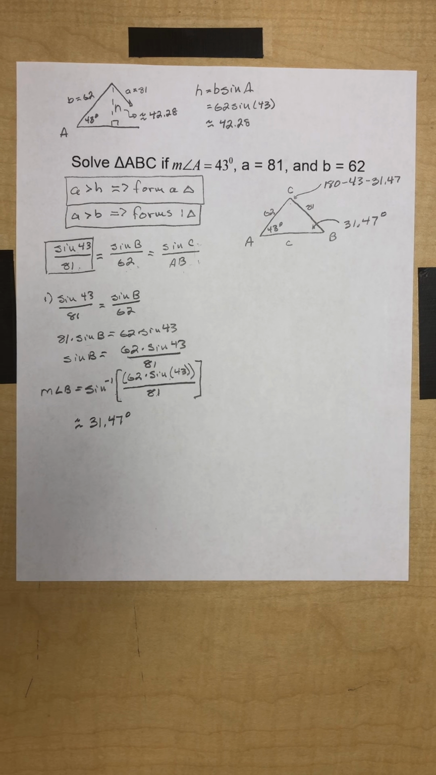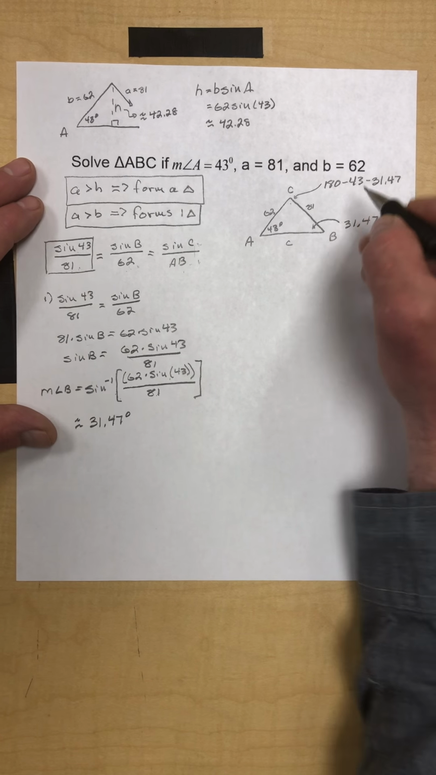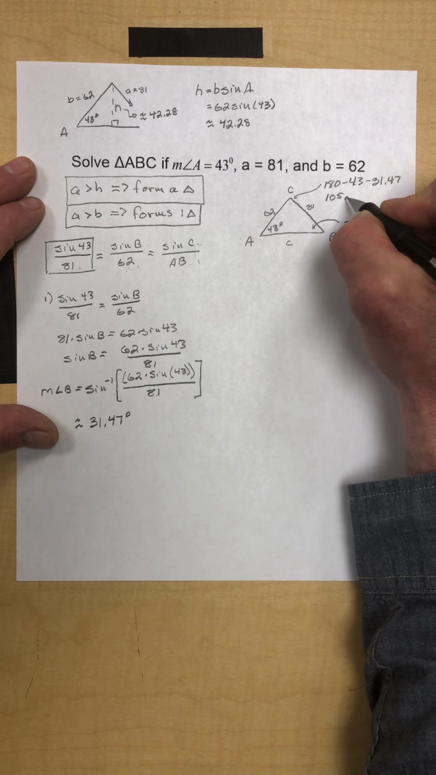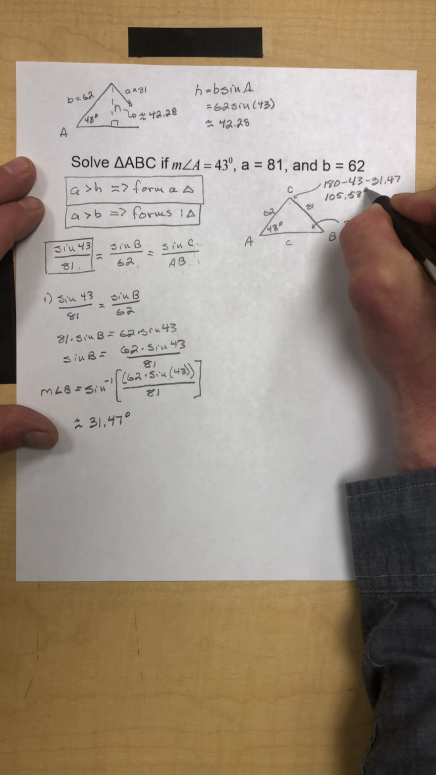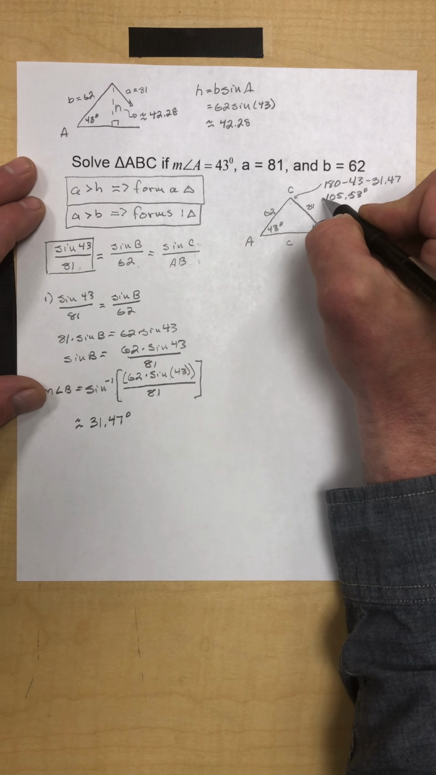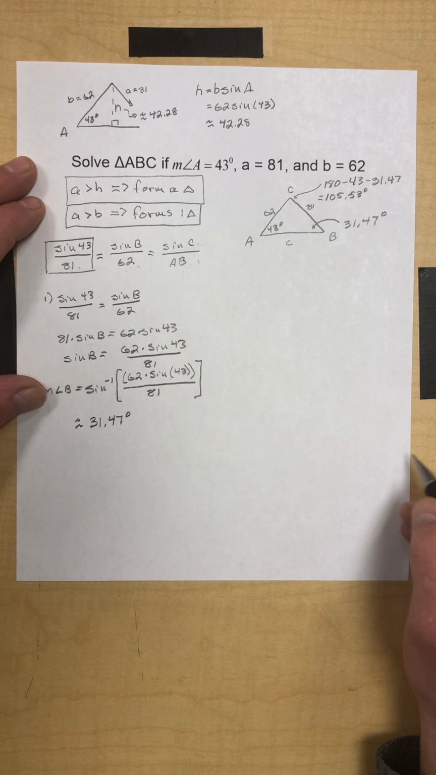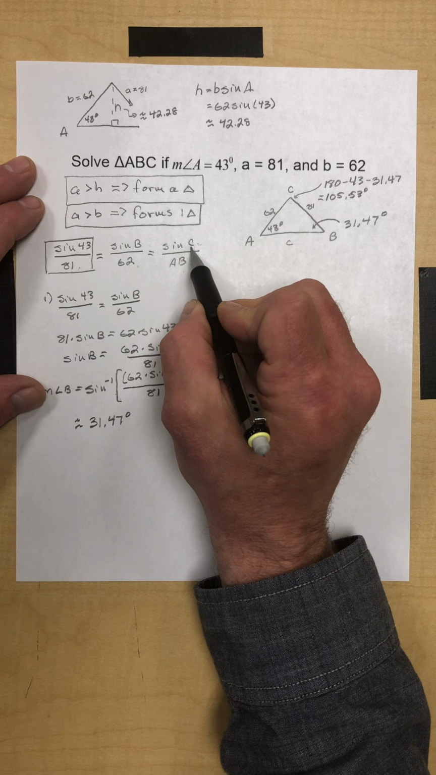So we go 180 minus 43 minus 31.47. I want to make sure I got that right. 180 minus 43 minus 31.47, hit enter. And so I am getting 105.53 degrees. So that is my measure of angle C. Now I know what angle C is.